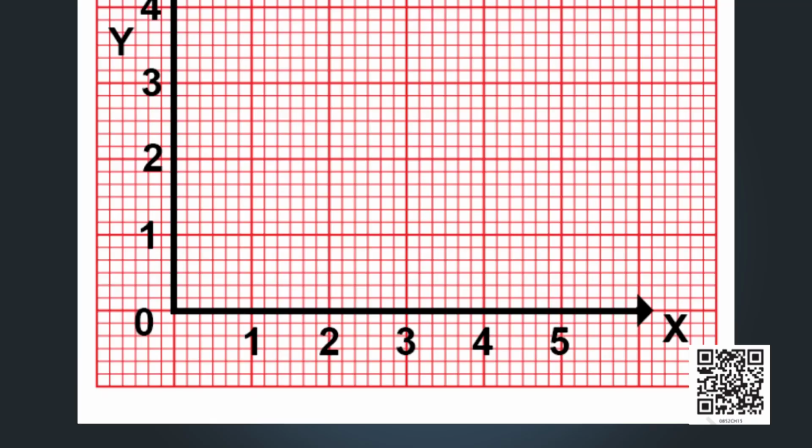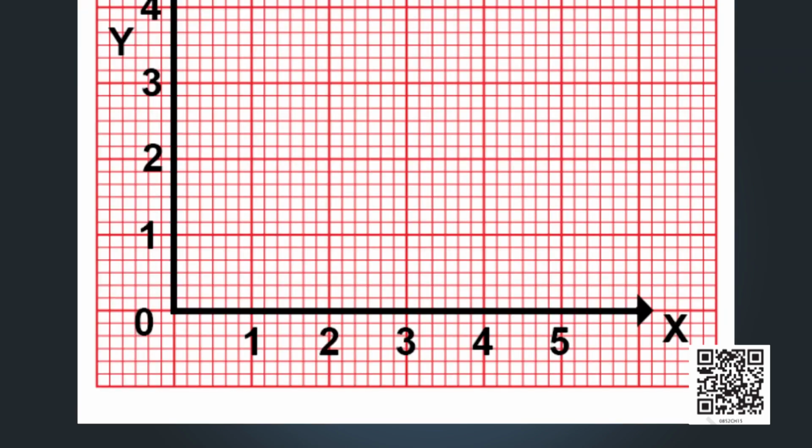Now, let us take a graph sheet which has square grids in it. It will simplify locating the points. The horizontal line is called the x-axis. The vertical line is called the y-axis. The common point of intersection of these two lines is called the origin. It is denoted by O.